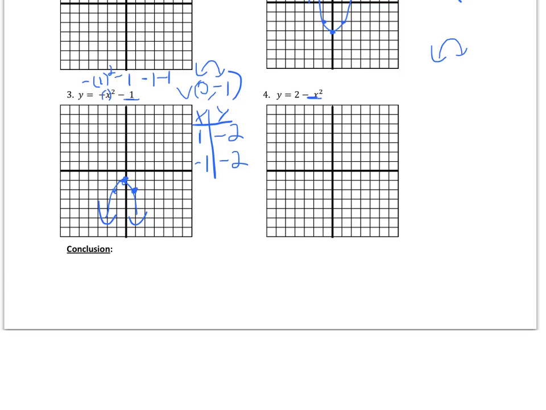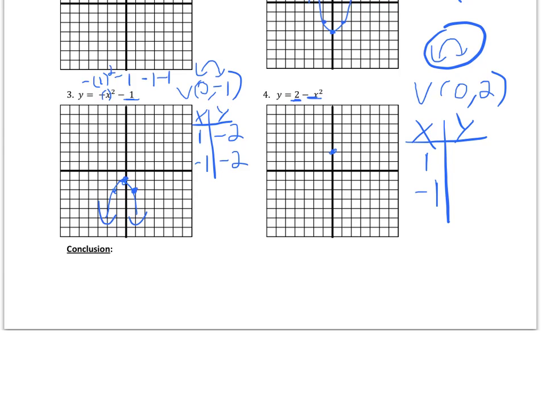Okay? Now number 4, I should look at this right away. That's a positive 2. So that means instead of the vertex being at the origin, I'm going to shift it up 2 units. It's going to be at 0, 2. So you go up at 0, 2. There's the vertex. Now it should go down. It should look like that. So I'm going to make a little XY chart. Again, plug in 1 and negative 1.